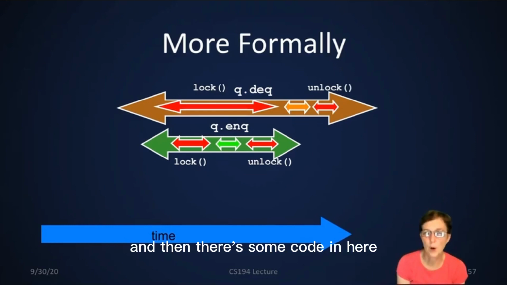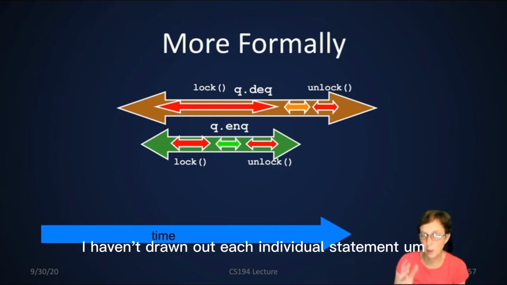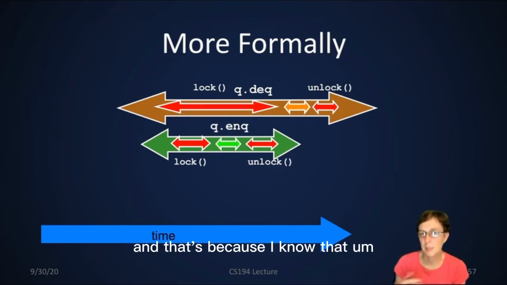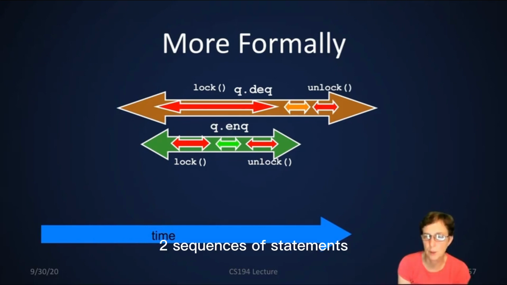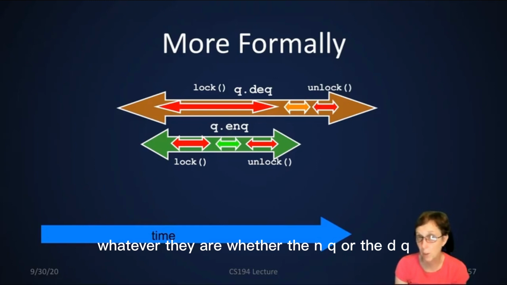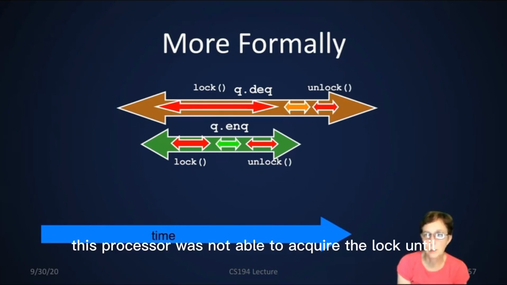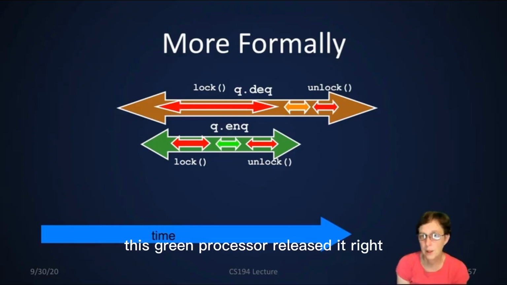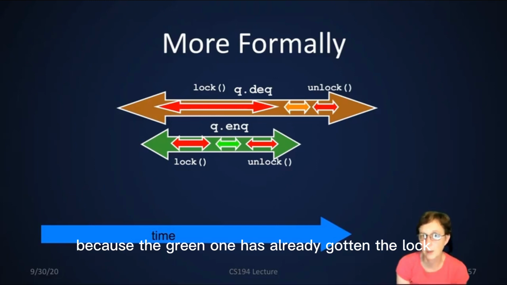And then there's some code in here that is actually executing the methods that I haven't drawn out each individual statement. And that's because I know that I don't have to worry about the concurrency of those two sequences of statements, whatever they are, whether the NQ or the DQ succeed or fail, because this processor was not able to acquire the lock until this green processor released it, right? The orange one tries to acquire the lock, but it can't get it because the green one has already gotten the lock.